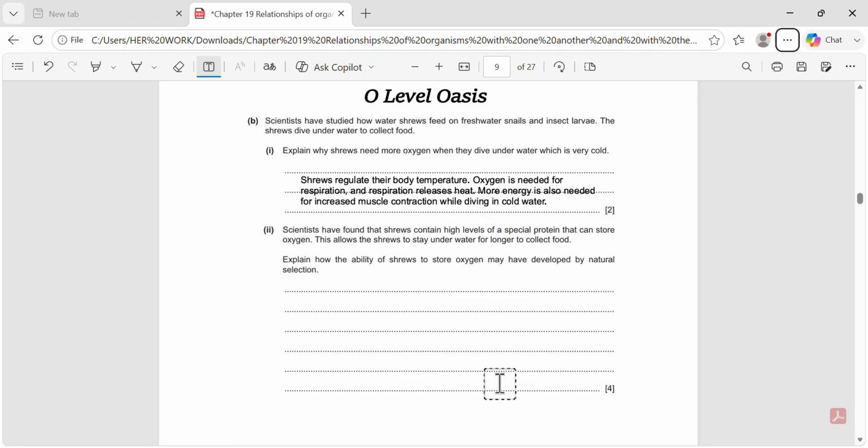Then it asks, scientists have found that shrews contain high levels of a special protein that can store oxygen. This allows the shrews to stay underwater for longer to collect food. Explain how the ability of shrews to store oxygen may have developed by natural selection. This is a natural selection question, so explain it step by step.